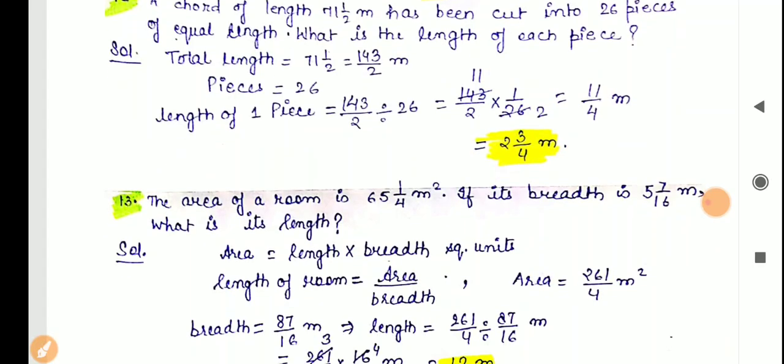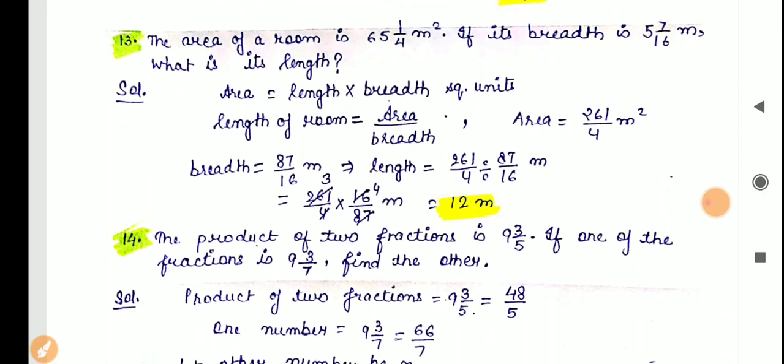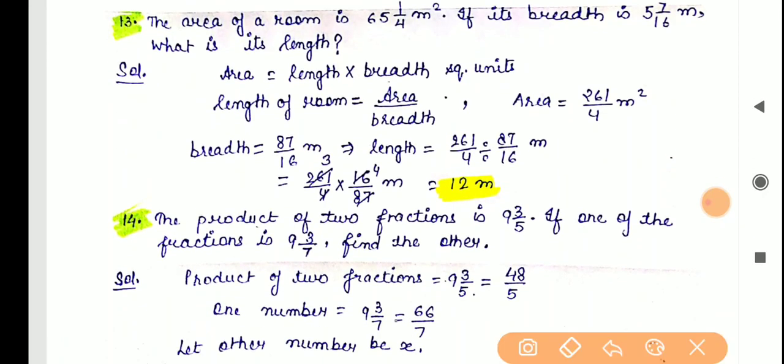Clear? Then the next question is, the area of a room is 65 and 1 by 4 meter square. If the breadth is 5 and 7 by 16 meter, what is the length? In the previous video we have done a question where the area of a rectangle was required. The formula was length into breadth square units. Now with that formula only we will derive the formula for the length of a rectangle.